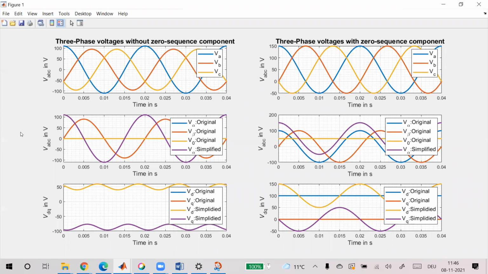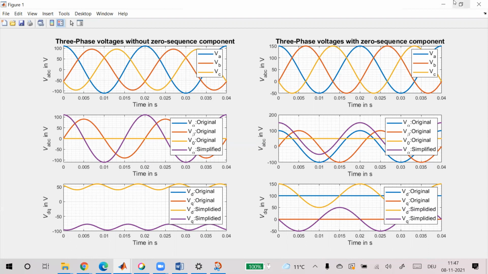Right? If the Q component is 0, what do you mean? The Q component offset value is 0. It means our park transformation angle and the actual positive sequence angle are aligned. So if it is not aligned, then you see something like this. Your Q component can be some value, D component can be some value.